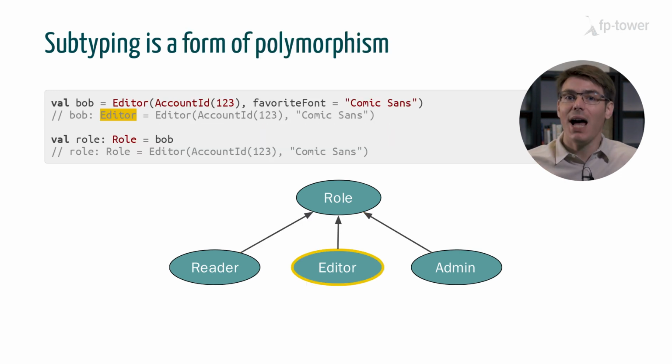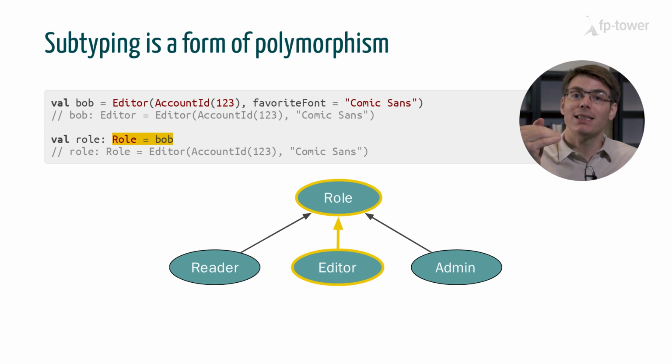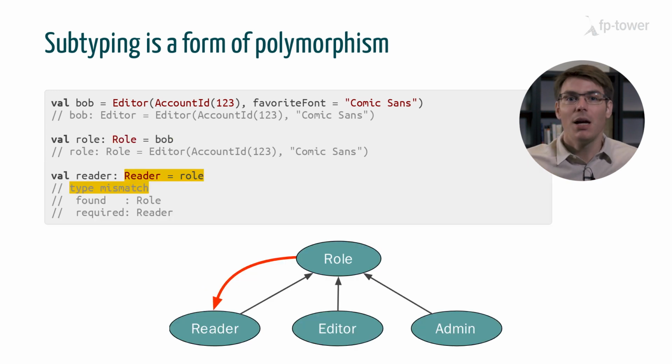Subtyping allows us to adapt the type of an object. For instance, when we create the variable Bob, Scala infers its type to be Editor, because this is the most precise type. And if later on we need a value of type Role, we can reuse Bob. Scala will automatically upcast the type of Bob to Role because Role is a parent of Editor. So it's always safe to upcast, we are just losing precision, but it's not safe to downcast. For example, we can't safely transform a value of type Role to Reader.